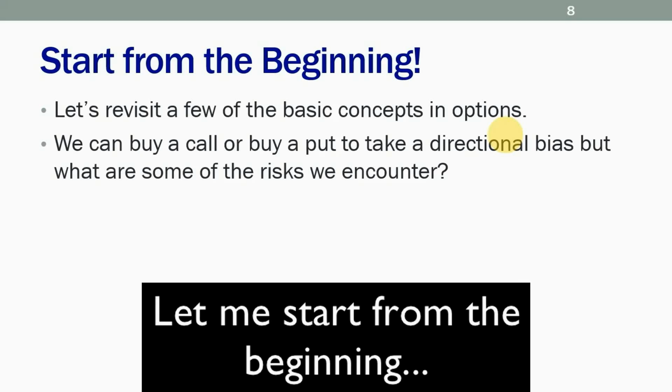And we have to understand, first of all, why we're even going to use this in-out spread in lieu of some of the other available tactics in this business. So we can buy a call or buy a put to take directional bias. But what are some of the risks you encounter? What's going to happen when you go out there and just buy a call or buy a put, instead of using what we're going to get into, which is an in-out spread?